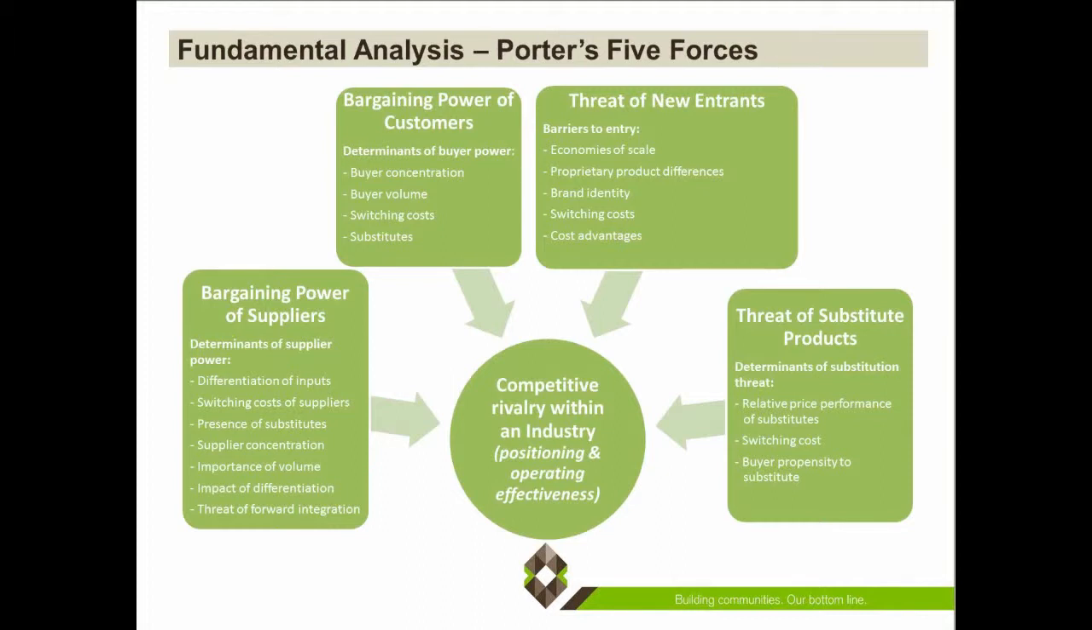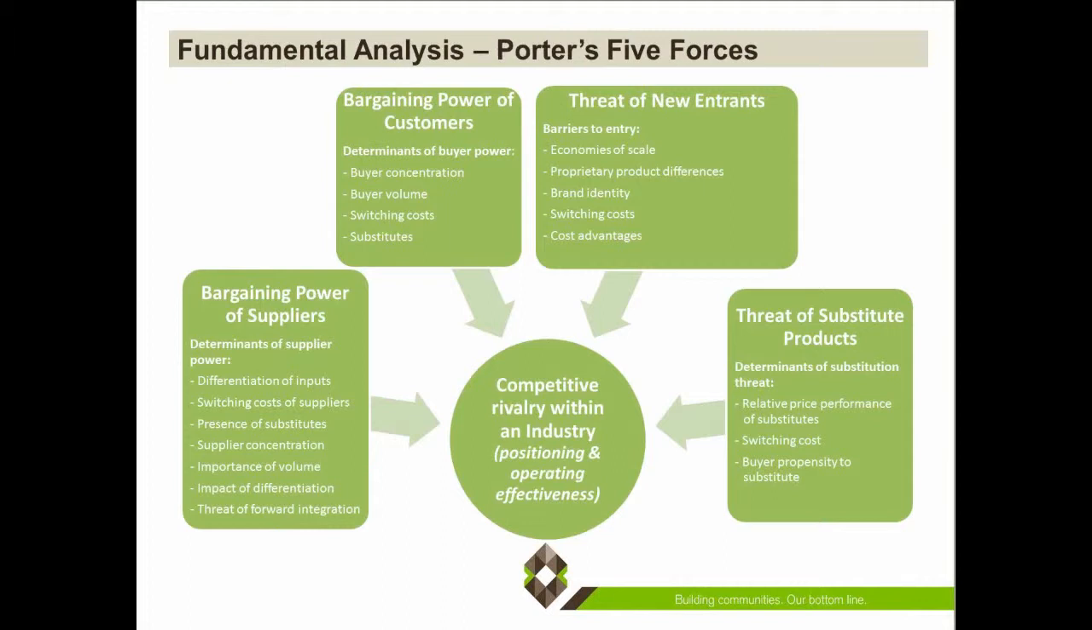So also differentiation of inputs. Switching costs of suppliers. Is it difficult for you to switch to a different supplier that might give a better or a cheaper product? Again, the presence of substitutes. Do you have any opportunities available where you can substitute products to make it more cost effective or to increase the quality of your product?